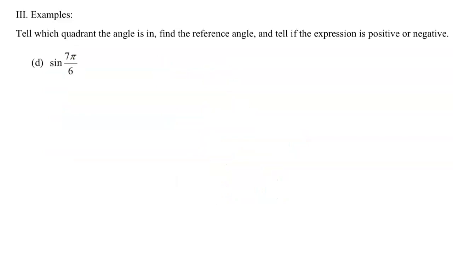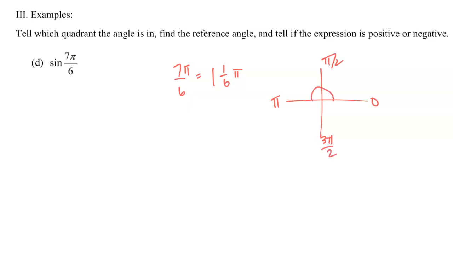Okay, last preliminary example here before we put everything together and try to answer some questions. So tell which quadrant each angle is in, find the reference angle, tell if the expression is positive or negative. So the first thing is 7 pi over 6 is really the same thing as 1 1/6 of a pi. And so if this is 0 and pi over 2 and pi and 3 pi over 2, then 1 is going to get me here, and then 1/6 is going to be smaller than 1/2. And so this is going to put me into quadrant 3 right here.